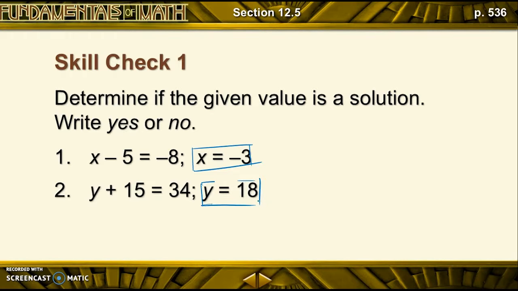Now, because there's a lot of operational signs and equal signs and everything, I would go ahead and circle your value for your variable just to get it separate to keep you from getting confused on them. So go ahead, pause the video, take a few seconds to work these out, and then we'll go over the answers.